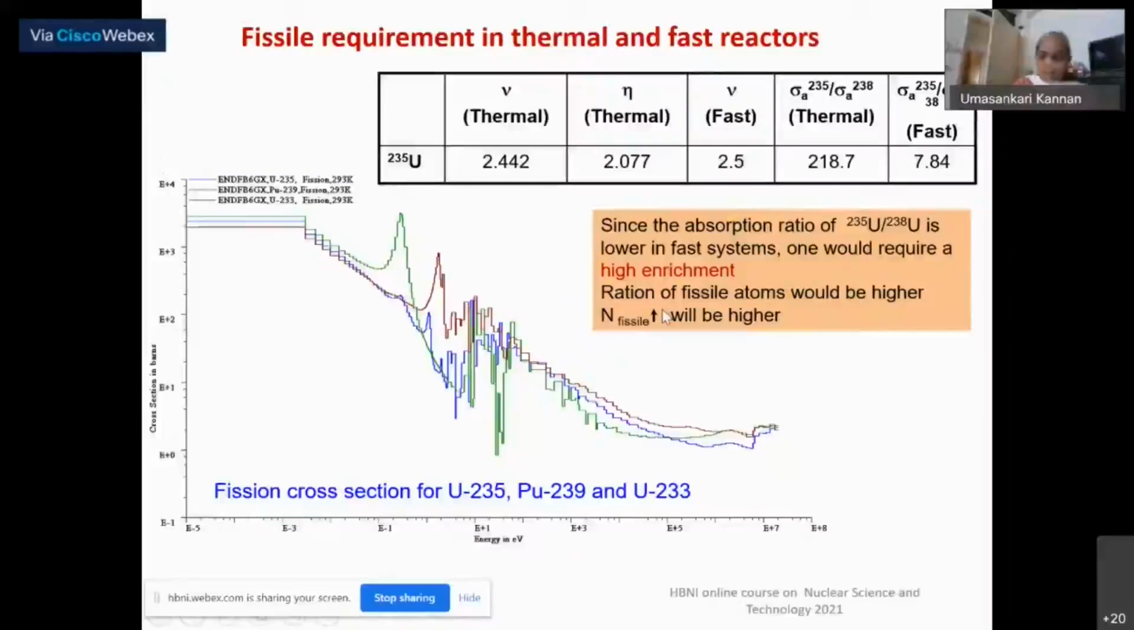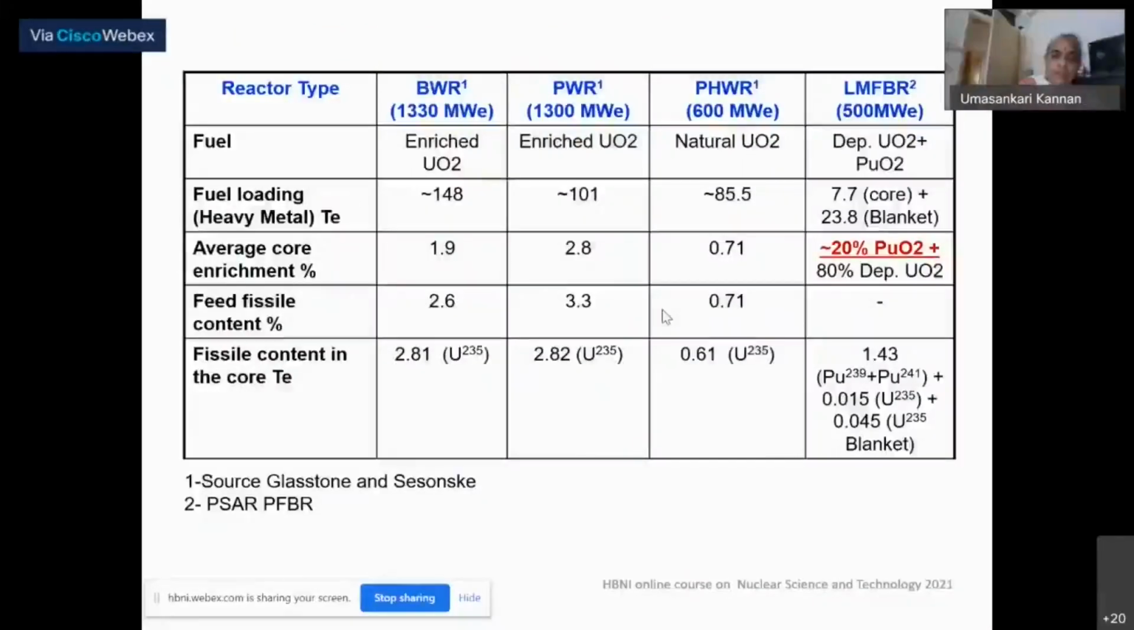In my next slide, I have given you the inventories which are being used in different types of reactor systems. I've just taken some typical examples. In a BWR, which is an advanced BWR, producing a power of 1330 megawatt electric, this I've taken from some literature, that is why I've given you these numbers. Enriched uranium oxide is the fuel. We use about 148 tons.